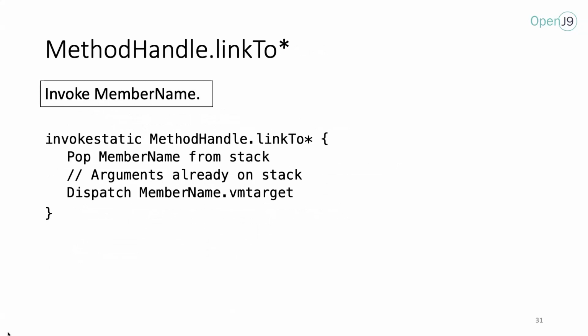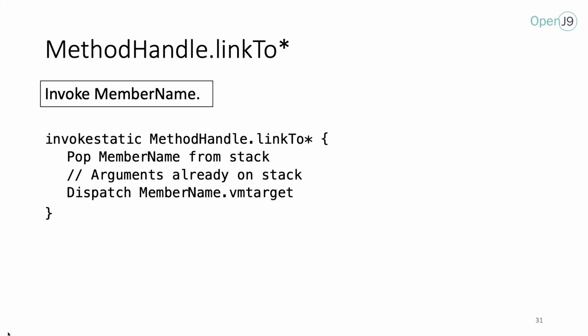Now moving to the linkTo methods. The key objective of linkTo is also to invoke a member name. invokeBasic was an invoke virtual, whereas the linkTo methods, all four of them, are invoke static methods in MethodHandle. For these, the member name is already on the stack, so we don't need to derive it from a method handle as we saw in the case of invokeBasic. Arguments are also on the stack, so we don't have to do any stack manipulation. The only difference is the run phase.